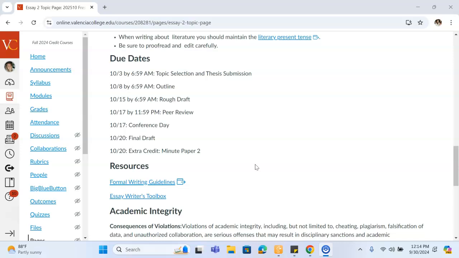You have a series of due dates with this assignment. There will be your topic selection and thesis submission. That will be your first deadline. Then you'll have an outline, a rough draft, and a peer review. We'll have a class with a conference day like we did for essay 1. You'll have your final draft and your extra credit minute paper.